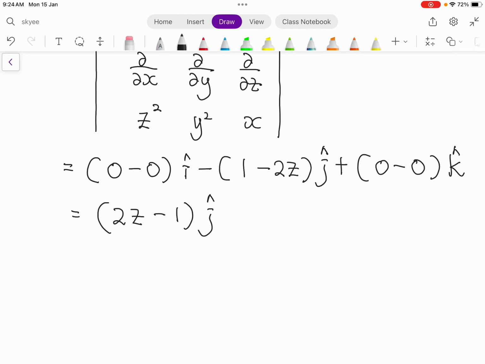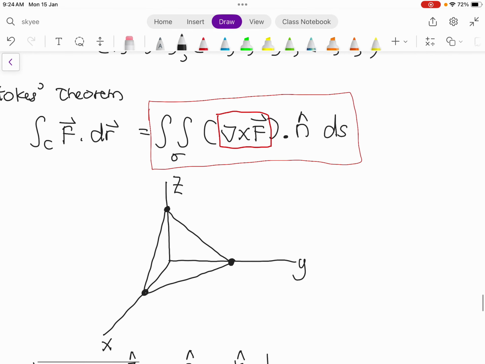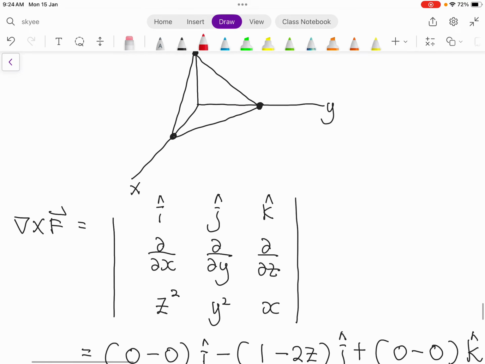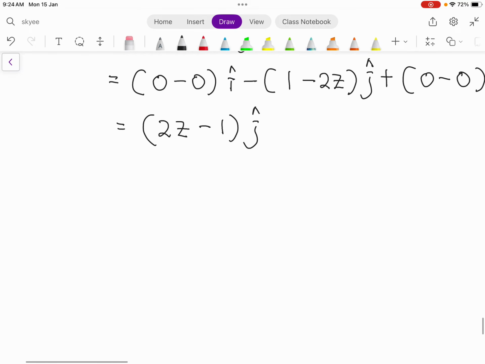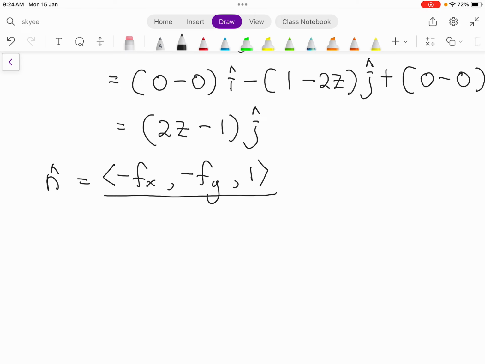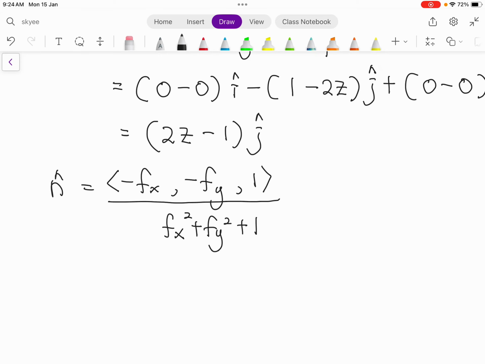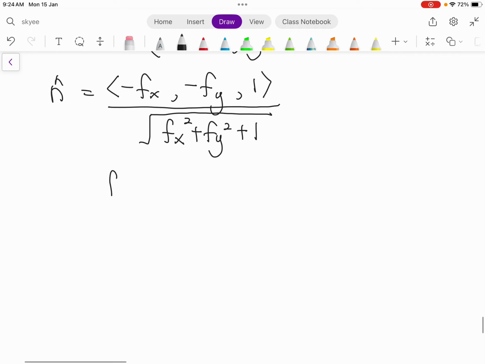Now we move on to finding the unit vector normal, and the question said that it is upward. So for the upward, you have to use this equation, with the square root of fx squared plus fy squared plus 1. Now you need to define what your f is.